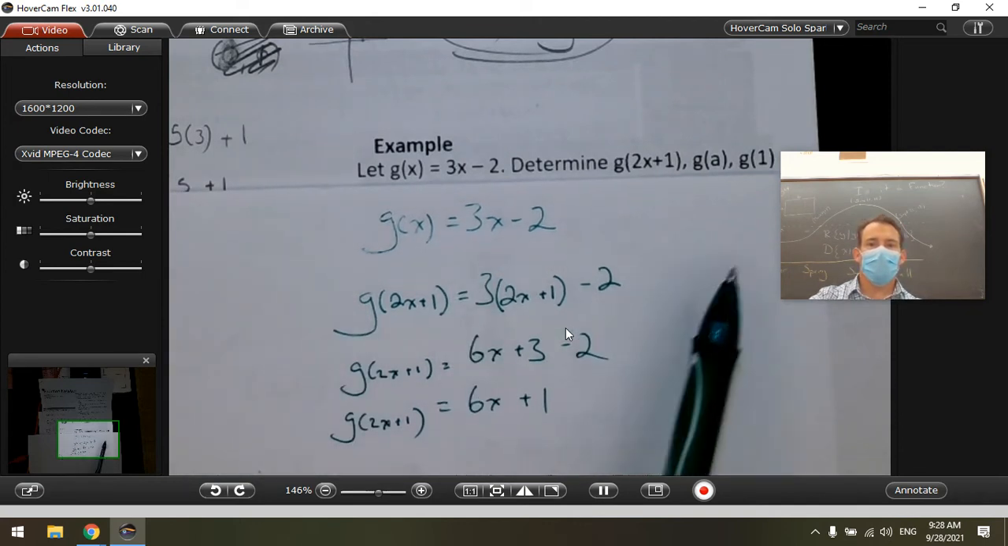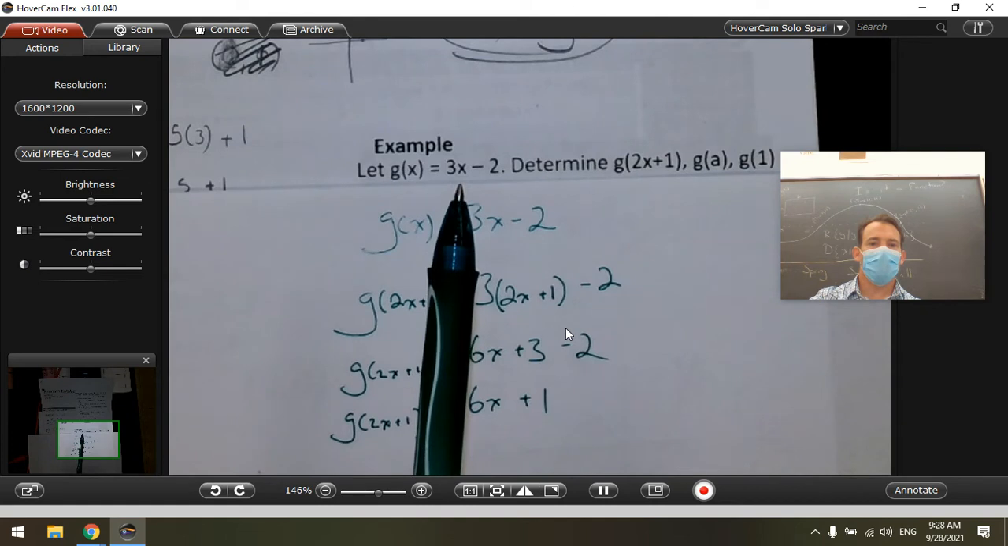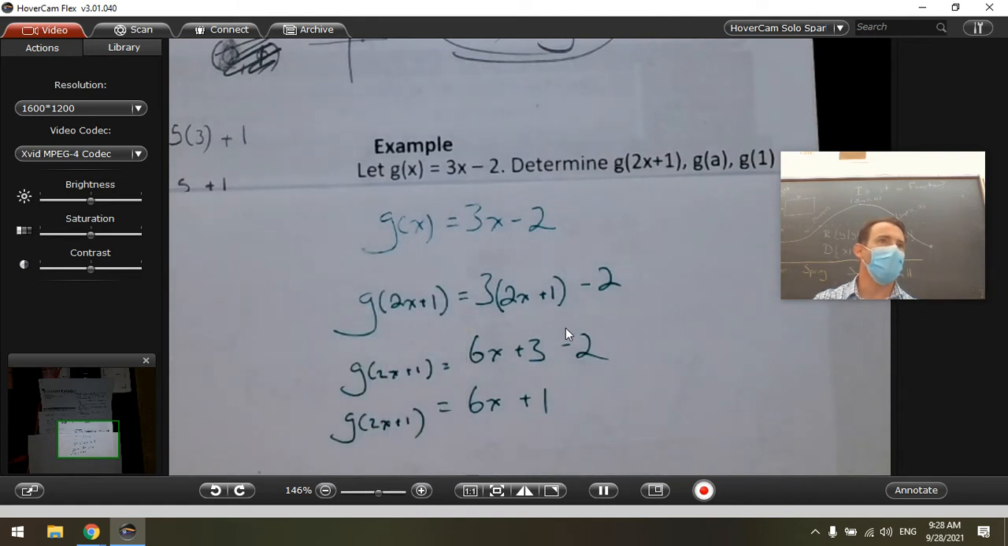Well, I'm going to substitute 1 in for x, right? So that would be 3 times 1 minus 2 is 1. Yeah, g at 1 equals 1, because 3 times 1 is 3, minus 2 is 1. So that will give us the point 1, 1.